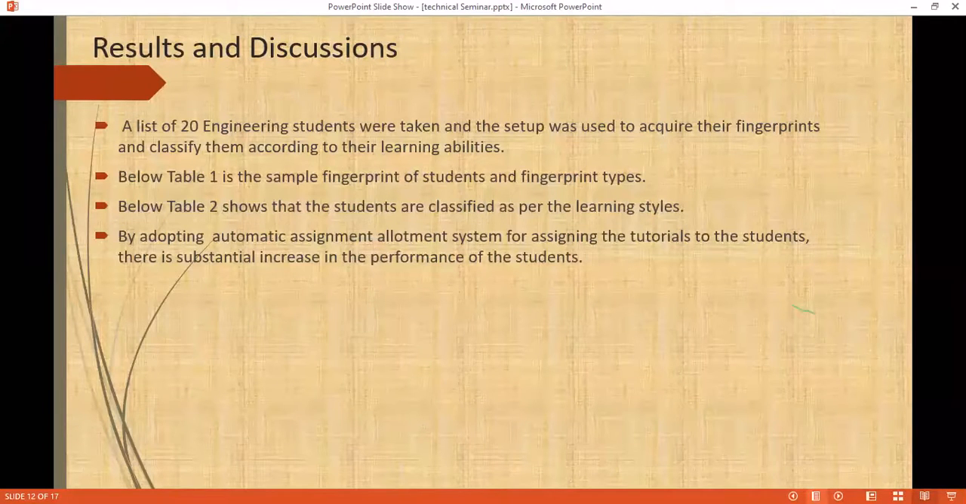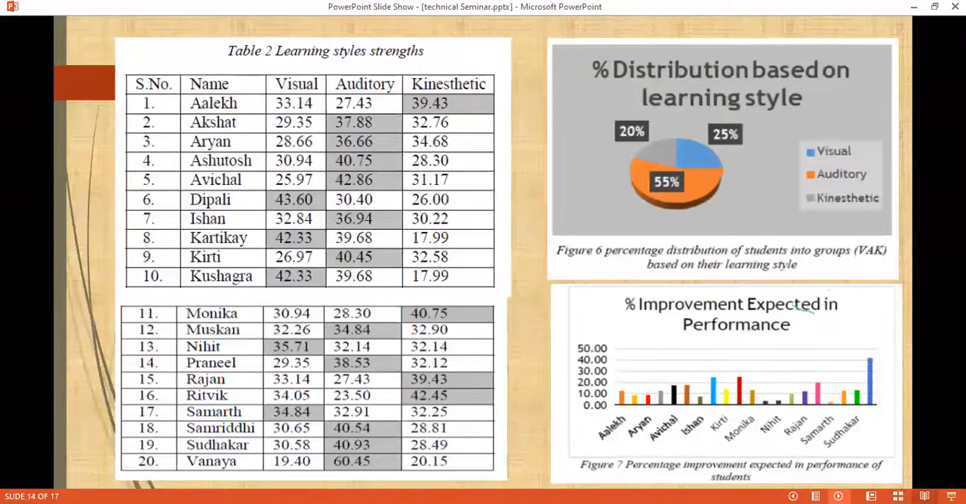Table 2 shows the students classified according to their learning styles, divided according to percentage. For example, 33.14% is eligible for visual learning, 27.43% for auditory learning, and 39.43% for kinesthetic. The highest percentage is taken and that learning style is given. Like 39.43 is the highest, so he has been given the kinesthetic learning style.